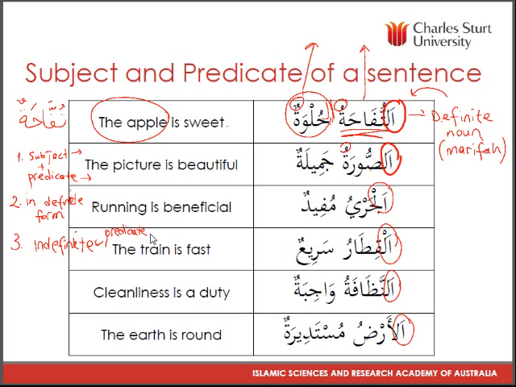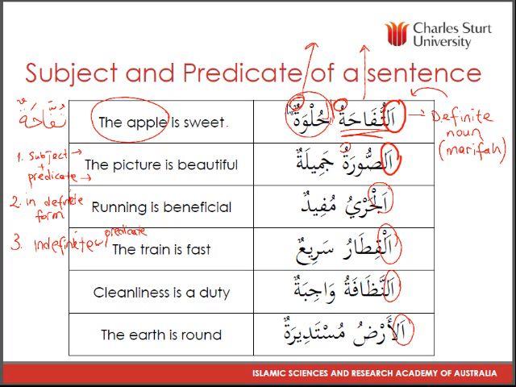Is that clear? To make a nominative sentence, mubtada and khabar, first you have to use a definite noun. Second, you have to use an indefinite khabar, for subject and predicate. Last thing, they must have dhamma if they are in singular form. You cannot say at-tufahata, at-tufahati, or hulwatin. It must be with dhamma. Okay? This is a rule.